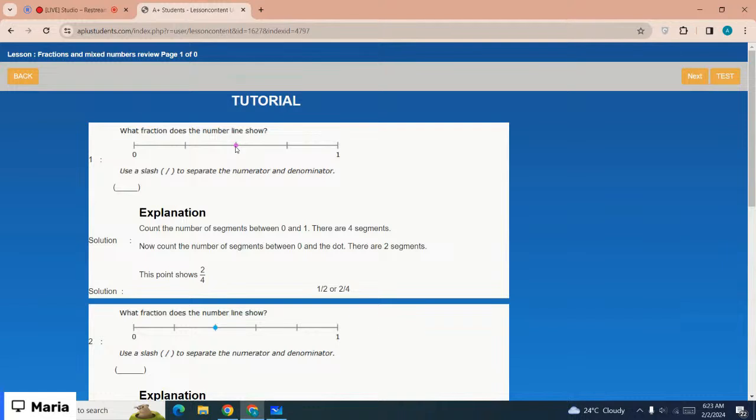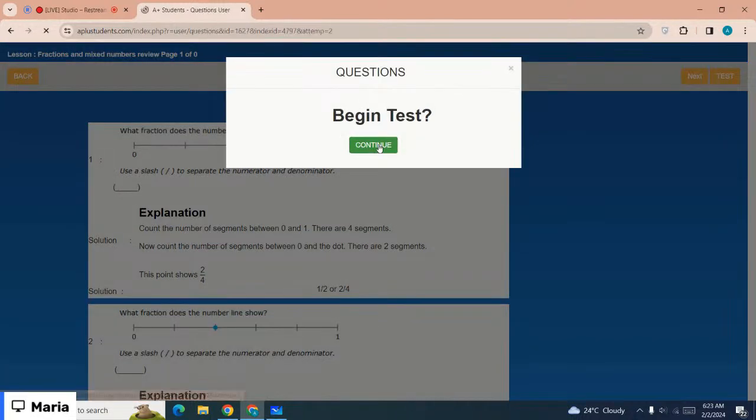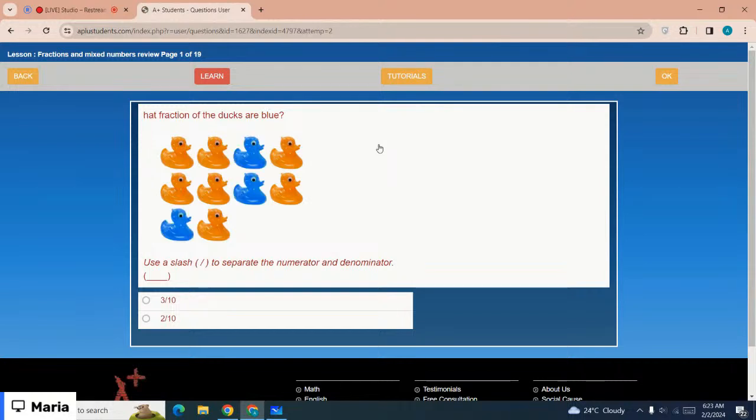Let's just start with the test questions, right? What fraction of the ducks are blue? Which is the correct option?